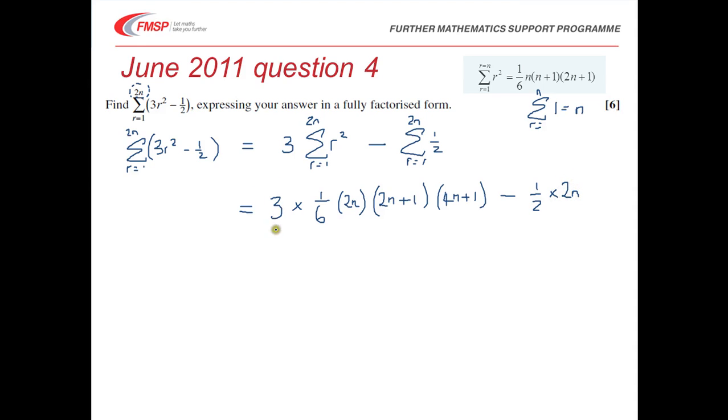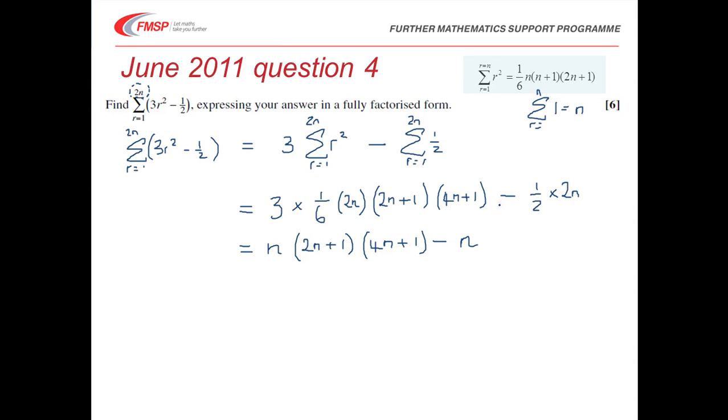So we can simplify things a little bit here, because we do have a 3 and a 2 and a 6, so that we could simplify as n, and then we have a 2n plus 1 and a 4n plus 1. So I have just simplified the numbers there. And then similarly here, we've got a half of 2n, which is just n.